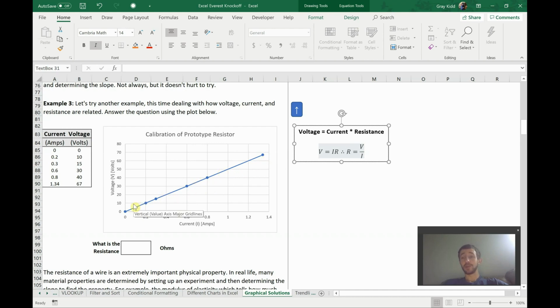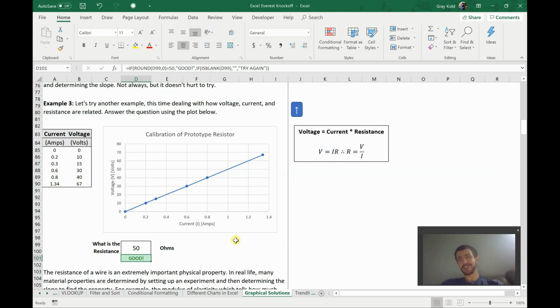Now, this data has no error. It's perfect. And so honestly, I can pick any 2 points and figure out the slope. In reality, you would want to use all the points by fitting a trend line and using the slope from that. Don't know how to do that yet, so just pick any 2 points, take the difference, and figure out this rise over the run. If I do that, well, I rose by 67 volts over 1.34 amps. If I divide those, it's 50 ohms.